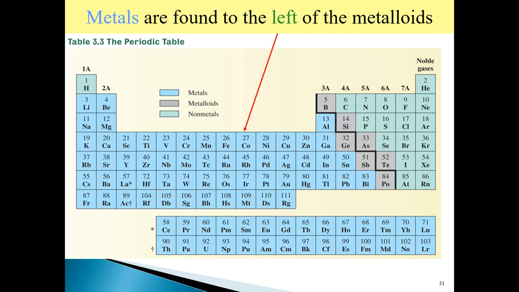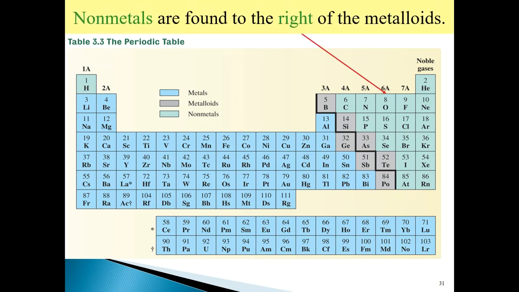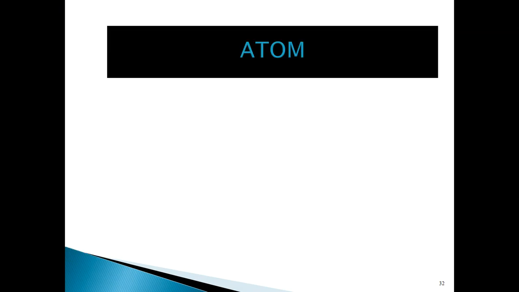Okay, so as stated here, metals are found to the left of the metalloids, and non-metals are found to the right. All right? Okay, we're going to stop here. The next video will deal with the atom, which is the most fundamental particle in an element. All right? So until next time.